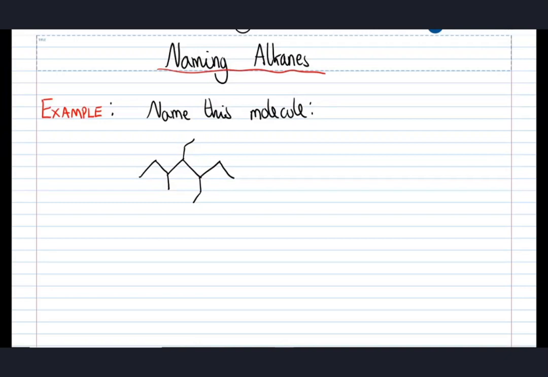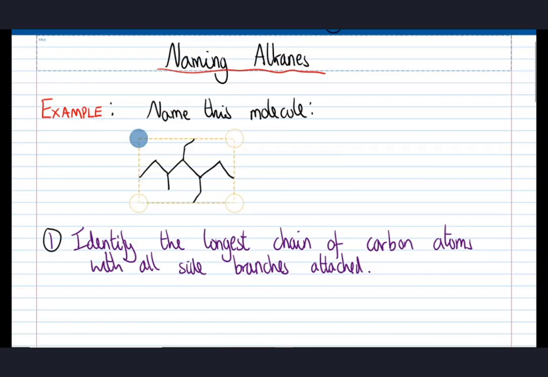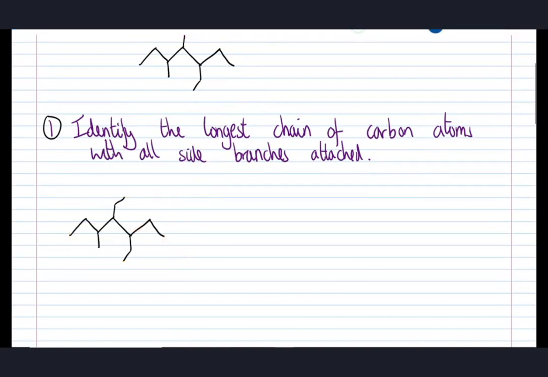Hello everyone, in this video we're going to be having a look at naming alkanes using the IUPAC rules. Now we have an example on screen to name this molecule. The first thing that we want to do is identify the longest chain of carbon atoms with all the side branches attached. So I'm going to take down this molecule and we're going to start at one point and go through it. So I'm going to start here.